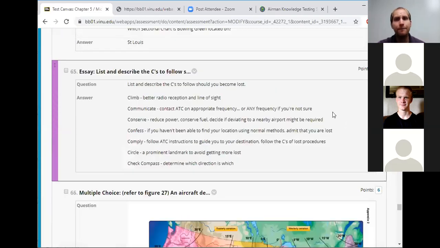Essay. I've been giving a lot of full credit to this one. List and describe the C's below. You know, there's 5 of them according to the book: climb, communicate, conserve, confess, comply. As instructor, I add a few other ones like circle, check, compass. It says list and describe. So some of y'all are just typing the words, you know, circle, climb, communicate, conserve, confess, comply. And then you didn't explain any of them. So if that's you, then you got half credit. But if you want full credit, you need to list and describe.